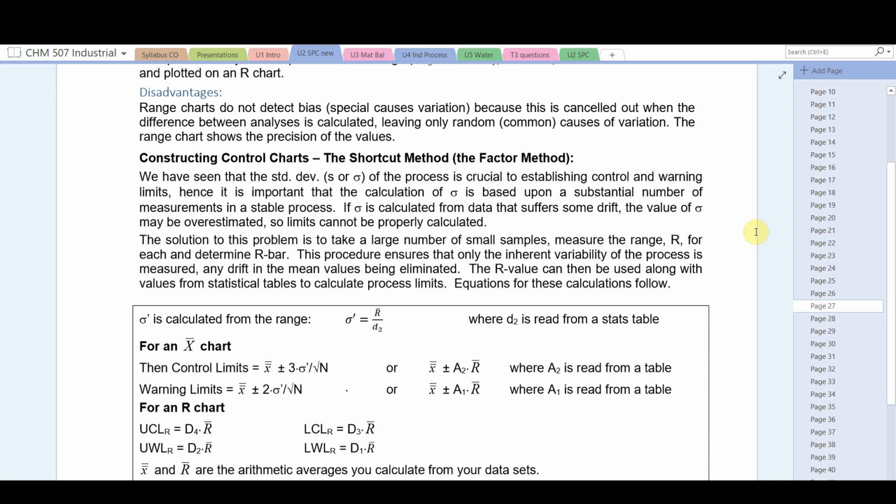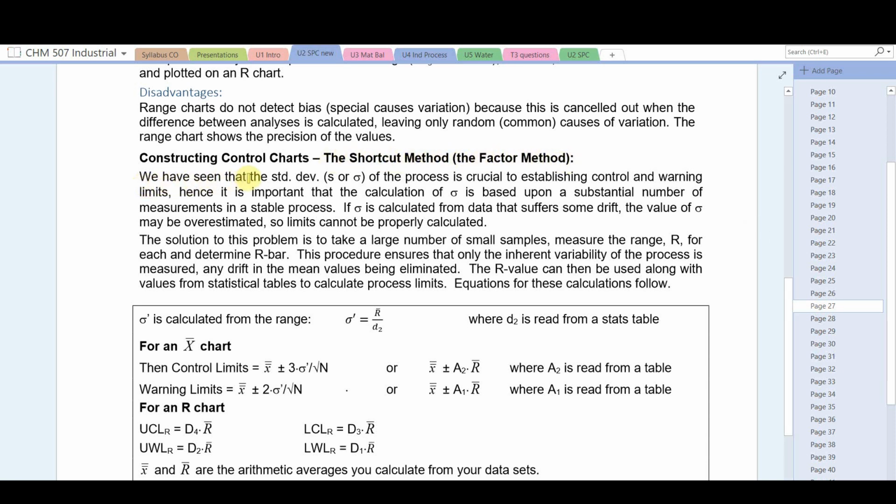You have to appreciate that many workers on the shop floor in industry aren't able to calculate standard deviation. They don't have Excel in front of them to do it, or they simply have never learned how to use standard deviation. And so there is an easier method, and in fact sometimes it's a better method, more accurate, that uses data from statistical tables. I'm going to show you that. So this is called the shortcut method or the factor method.